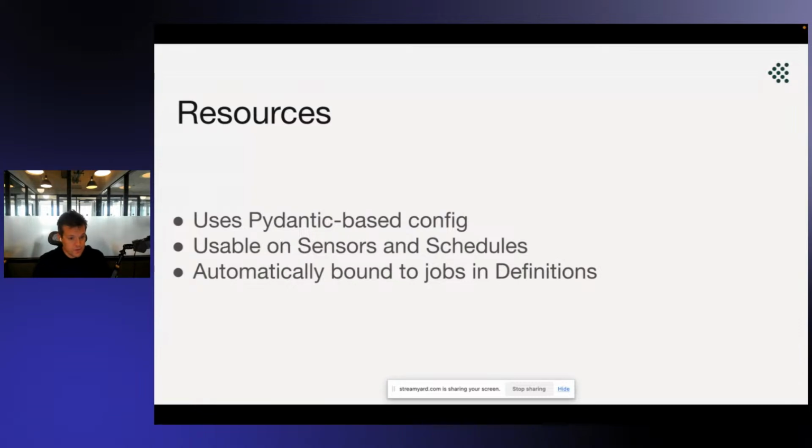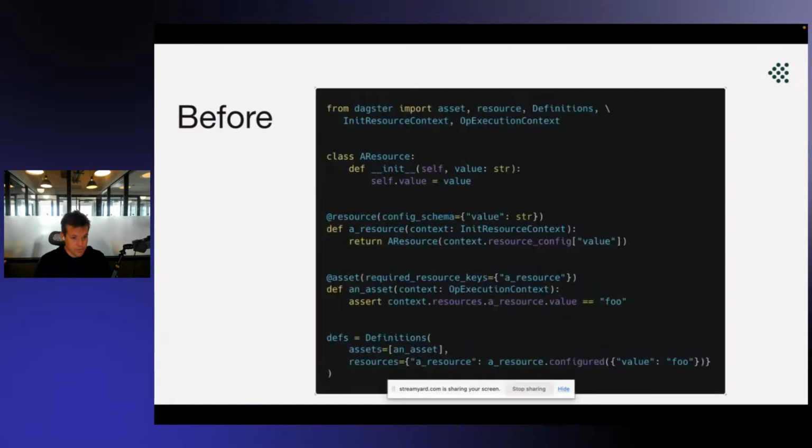So let's move on to resources. We build on that Pydantic frontend for config and also use it for the resources system. In addition, we're also going to make them usable on sensors and schedules, and we're going to automatically bind them to jobs when you pass resources into definitions. So let's go through what this looks like.